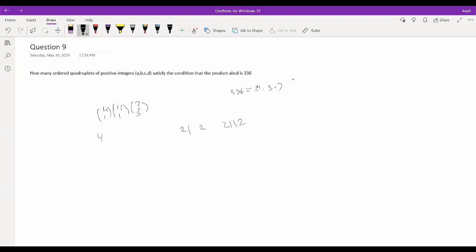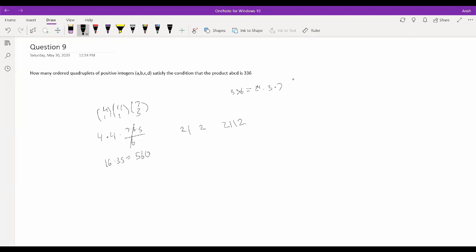Evaluating gives us that 4 choose 1 is obviously just 4, since there are 4 ways to choose from 4 objects. And 7 choose 3 is 7 times 6 times 5 divided by 6, which is equal to 35. So our final answer is just 16 times 35 equals 560.